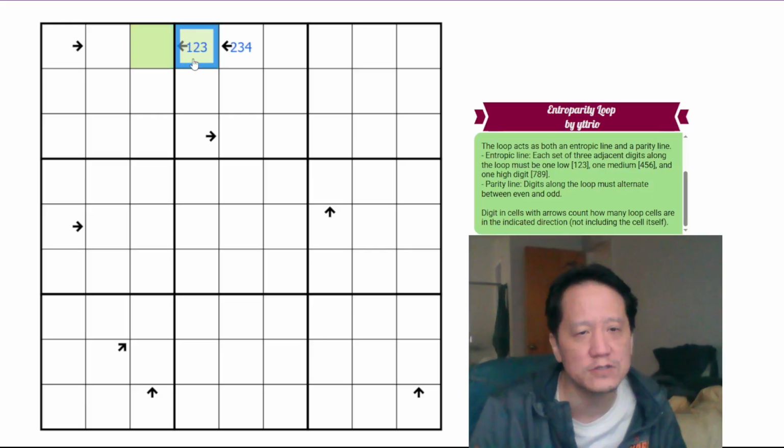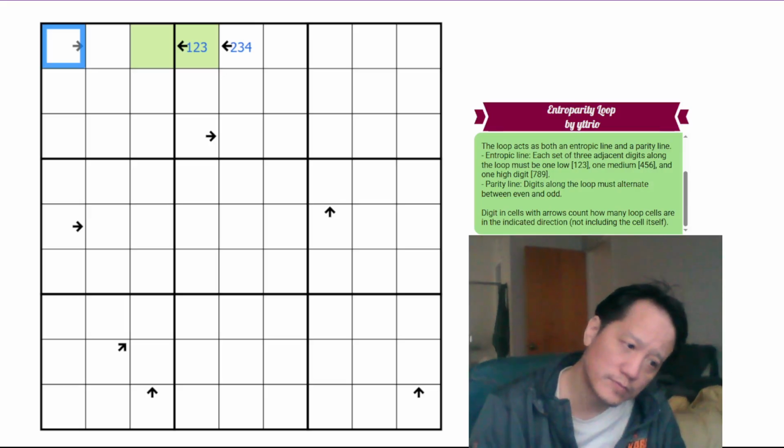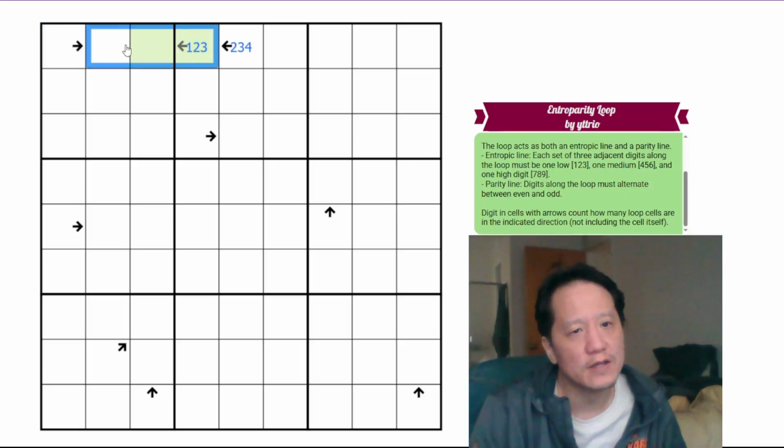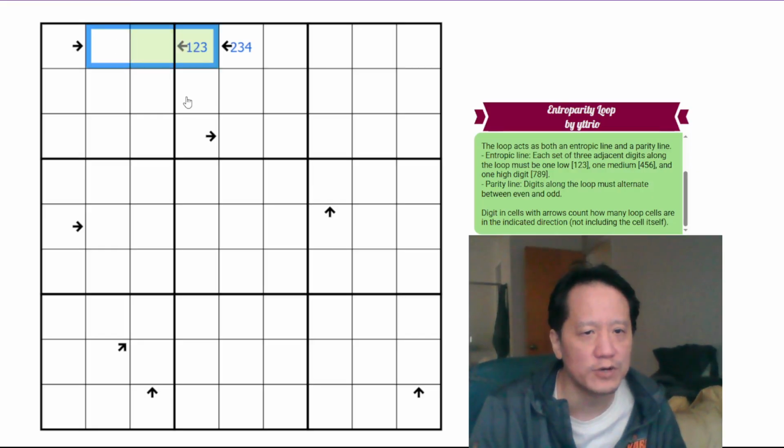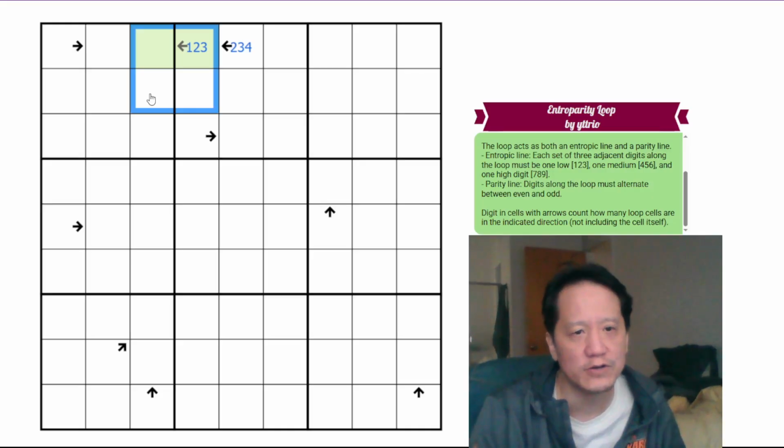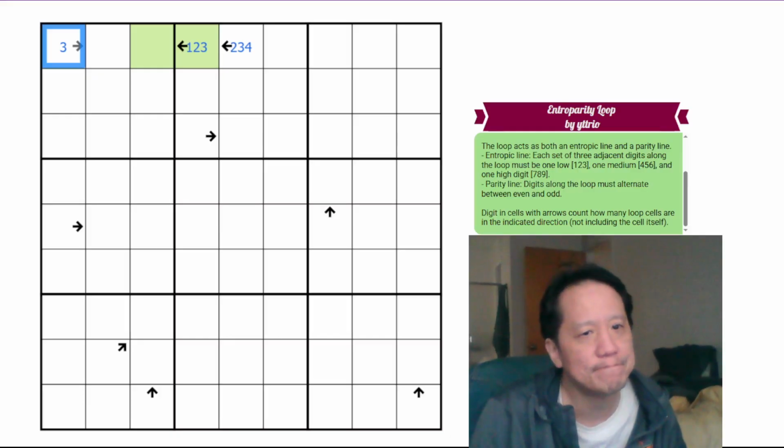So this is at least one cell. This is at least two. That means this is at least two. It has to see three, at least, because this must be a 3 length on the loop. Otherwise, it would be going in and then going back out and touching itself. So this must see at least 3.